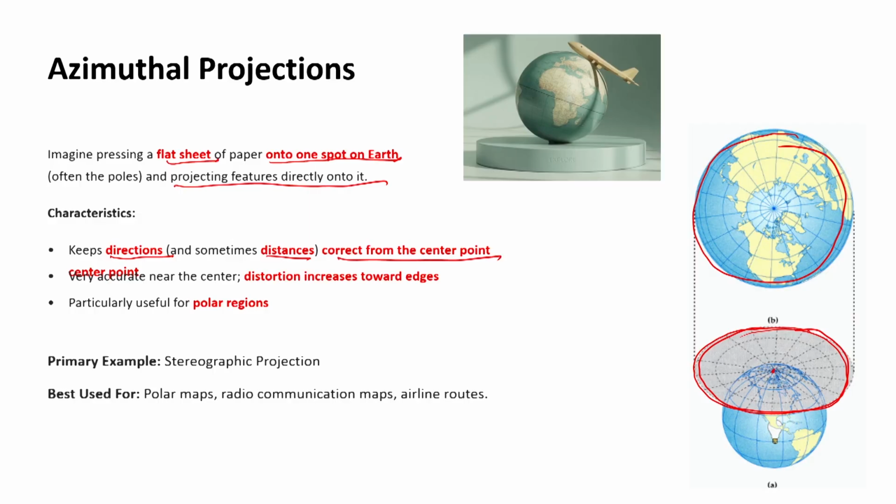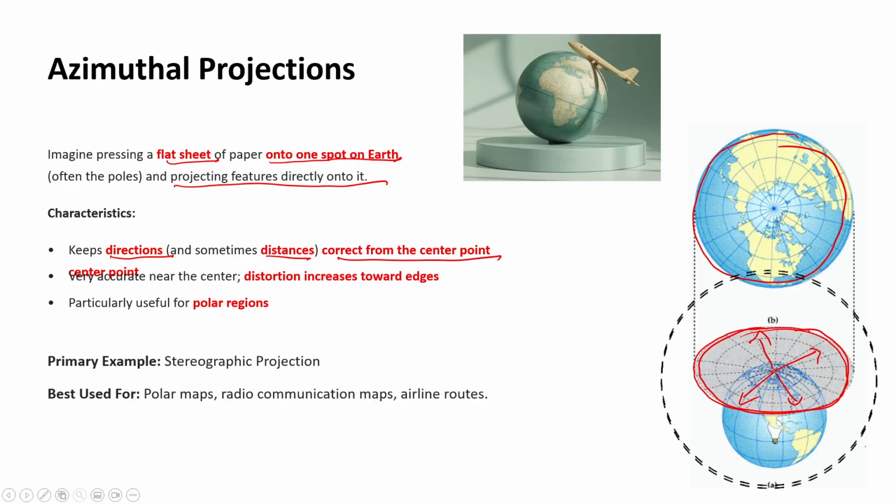So, the previous conic projection retains the shapes. This particular projection, azimuthal projection, keeps the directions and distance. It preserves direction and distance from the center point. Again, if you move from the center point towards the outer periphery, there will be distortion. That is what I am saying.